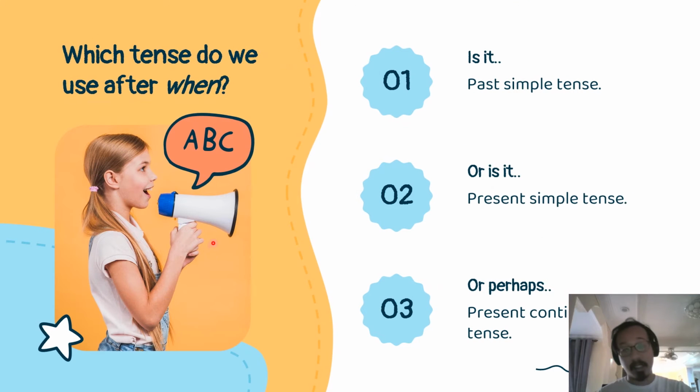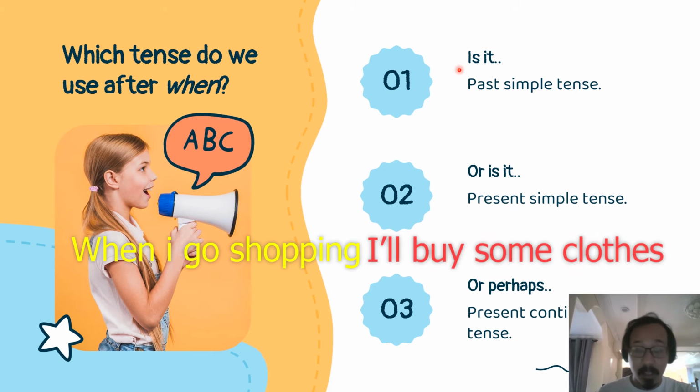Now let's look at the first exercise, which tends to be used after when. Is it past simple tense, or is it present simple tense, or is it perhaps present continuous tense? Let's go back to the example sentence that we had just now. When I go shopping, I'll buy some clothes, right? So the sentence, when I go shopping, is in present simple tense. How do you know it's in present simple tense? You look at the verb.